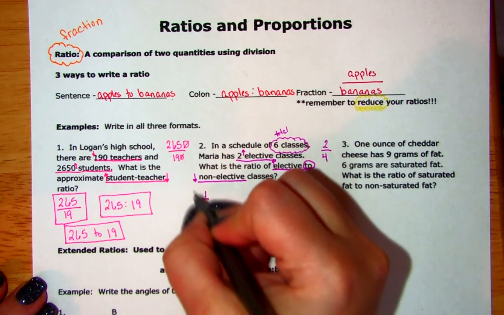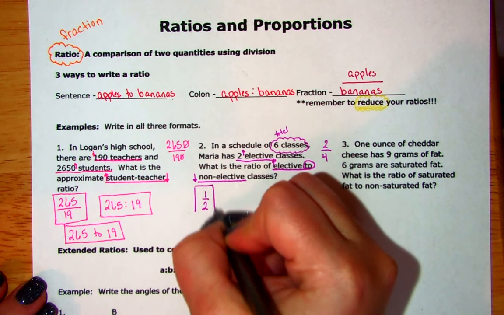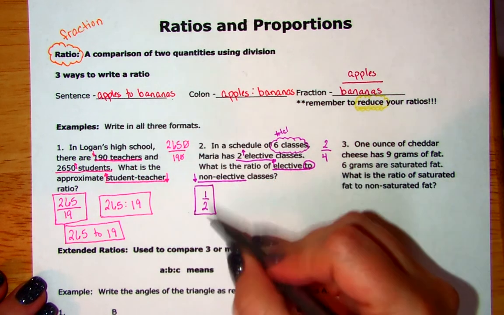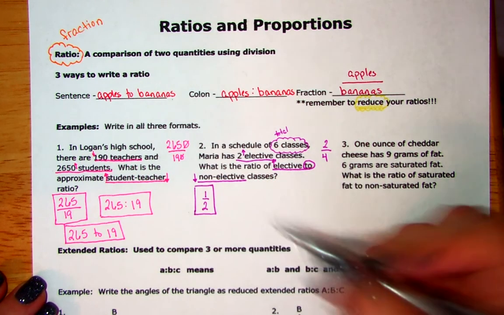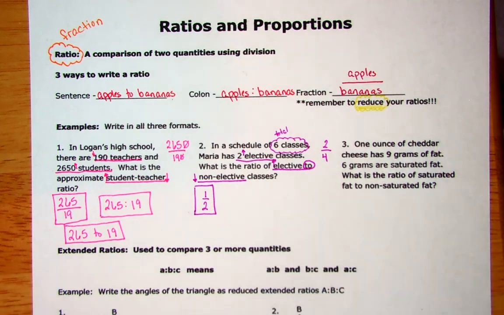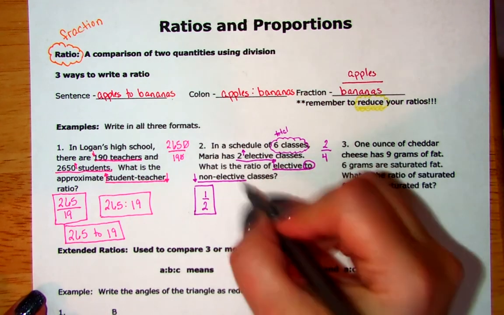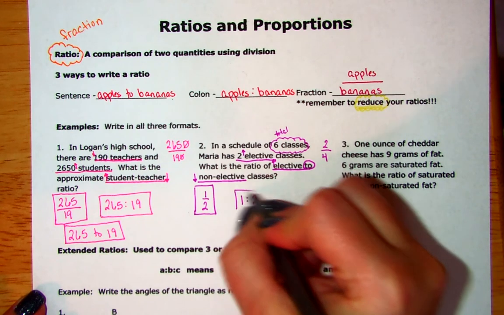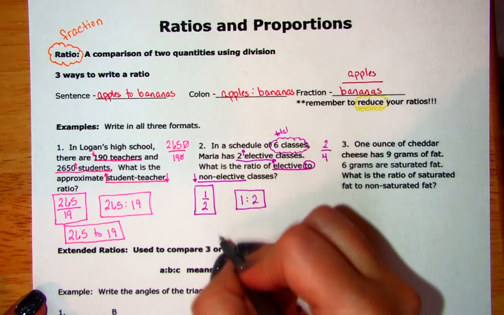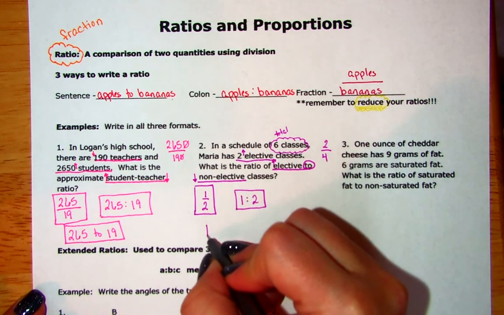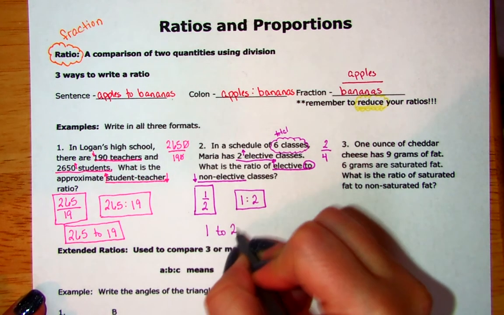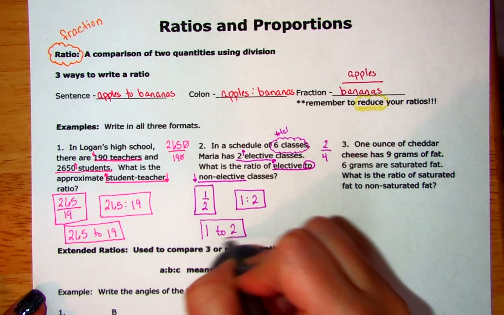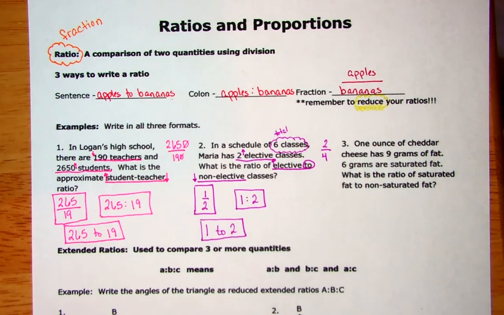So there's my fraction, and I know it's 1/2, but if we want to read it as a ratio, we'll still read 1 to 2. Okay, and then as with a colon, 1 to 2. And then in a sentence, we're going to say 1 to 2. So there's all three forms of the same fraction. Okay, all right, let's look at the last one over here.